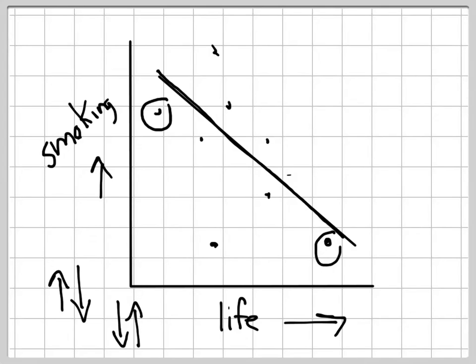And of course we have outliers here too. If I put a person right here, this is a person who maybe hasn't smoked at all, but their life is certainly cut short for some reason. And if I put a dot over here, this would be another example we call an outlier. A person who's smoked quite a bit, but their life expectancy has actually been pretty high as a result too.